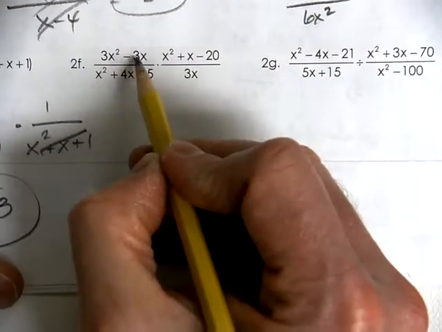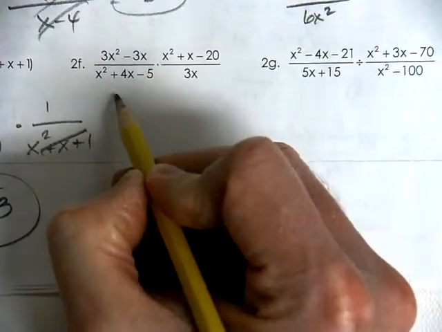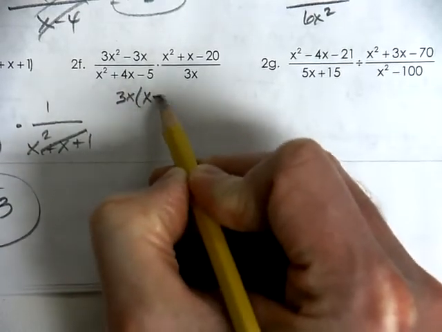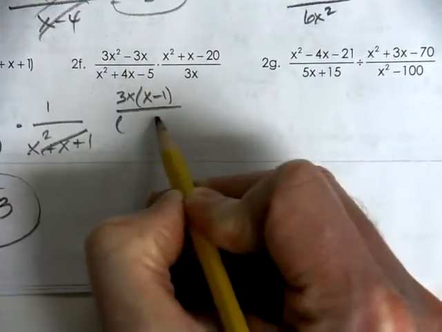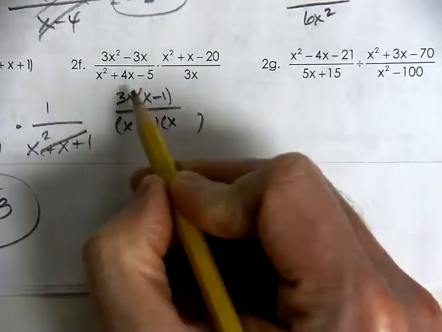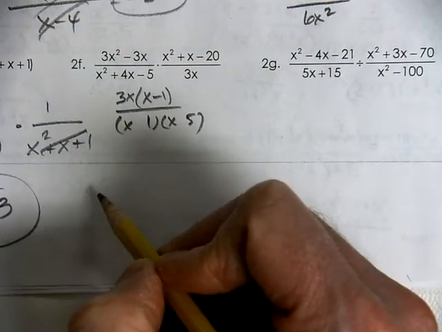So now we'll come back. We'll take a look at the numerator of the first fraction. What I notice is they both have a 3 in it. They both have an x in it. That leaves me with x minus 1, where the denominator is going to be broken down into two binomials. It's going to be 5 and 1. The only way we can multiply to be 5.